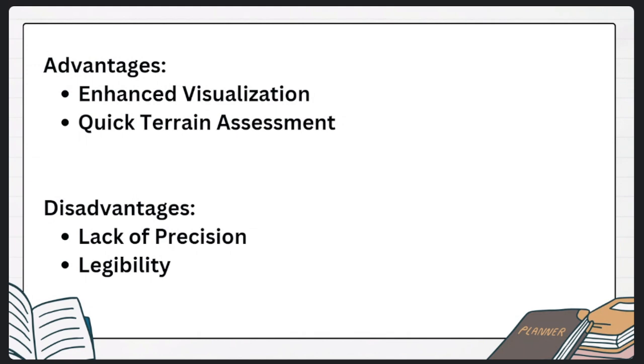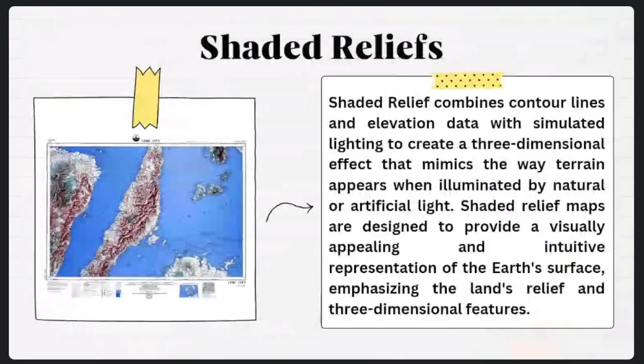For its disadvantages: lack of precision. Hypsometric tints do not provide precise elevation values. While they offer a sense of relative elevation, they don't offer exact numerical elevation information that contour lines provide. Legibility. Poor choices on color contrast, labeling, or colorblind unfriendly schemes can make hypsometric tints less legible, diminishing their effectiveness.